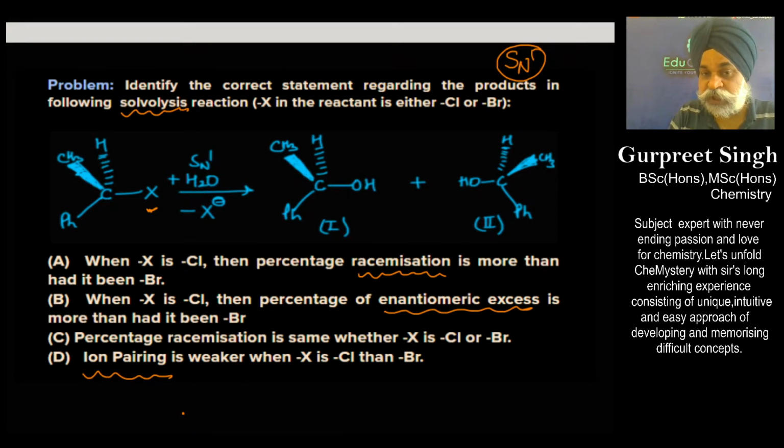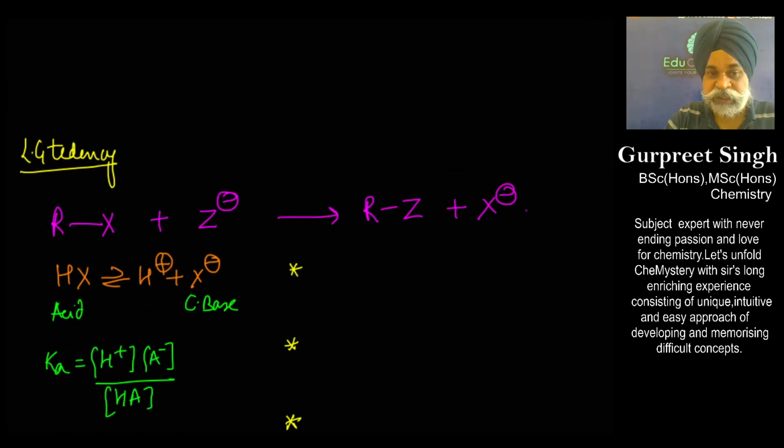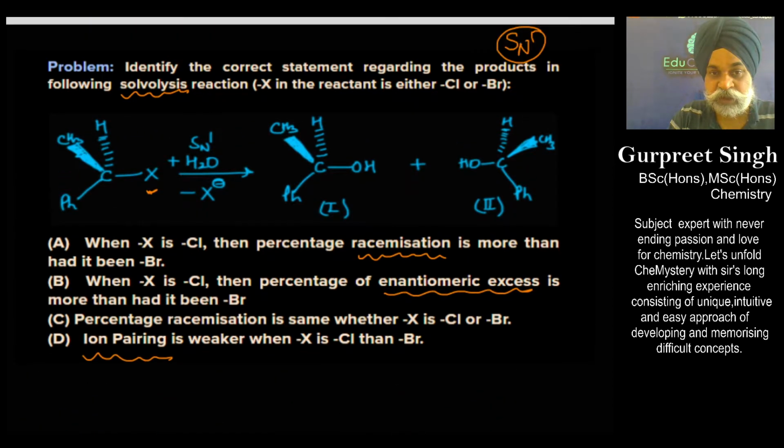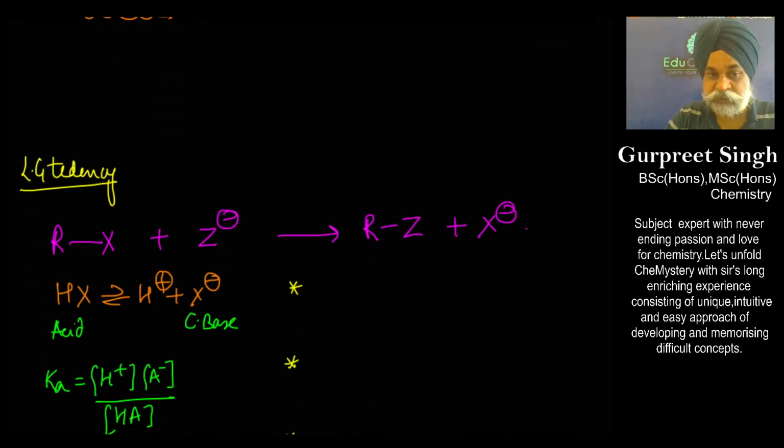So this video would let you know many aspects, because within one question you are able to see a lot of other aspects. First let me define what leaving group tendency is, because the only difference in this particular reaction is chlorine and bromine. So chloride or bromide, when it goes out, would be treated as the leaving group.